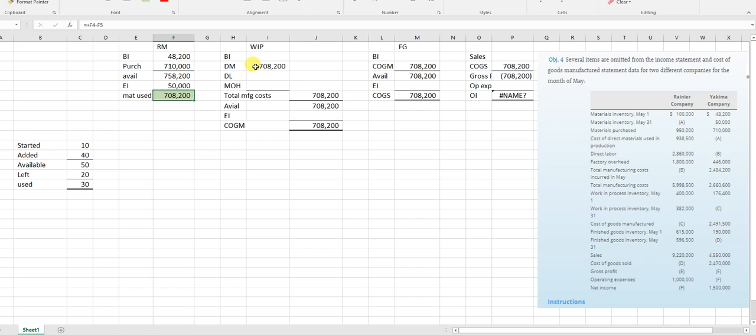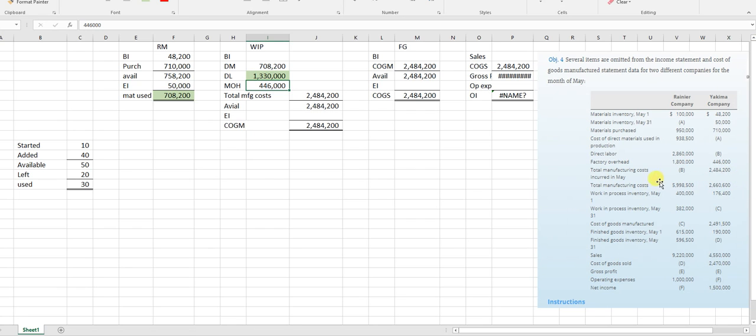Okay, then I know my 708 pulls in there. Direct labor is B. I'll put that there first. I know my factory overhead is 446. And my total manufacturing costs right here are 2,484,200. Okay, so now I come back into direct labor. It's 2,482,200. I come back into direct labor and it's 1,330,000.